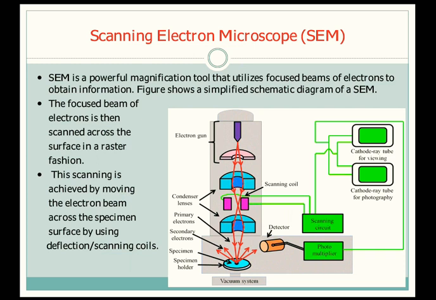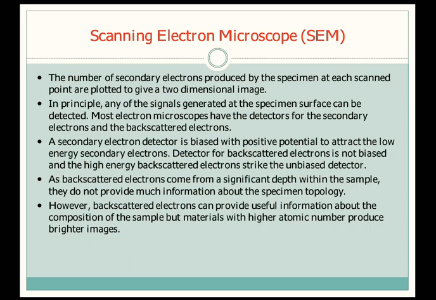And you can see there is a detector. It detects the reflected electrons, and the detector is charged with opposite polarity. So the deflected electrons get attracted towards the detector, and are continuously collected through the photomultiplier device. The number of secondary electrons produced by the specimen at each scan point are plotted to give a two-dimensional image. In principle, any of the signals generated at the specimen surface can be detected.